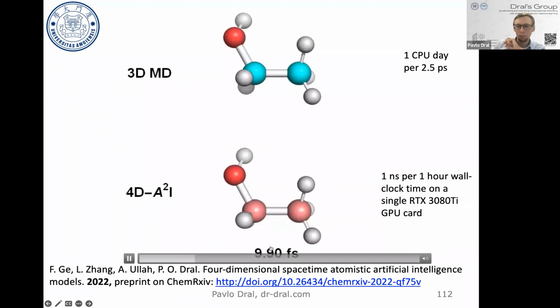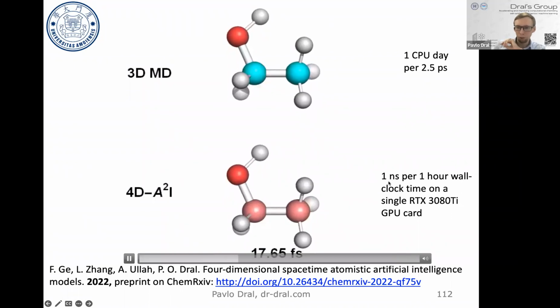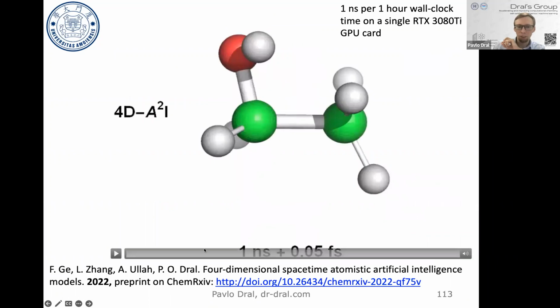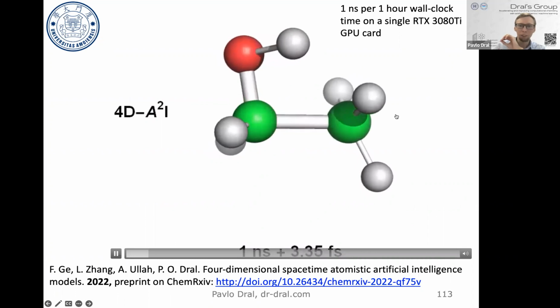So this is dynamics run here for some time, like, I don't know, 50 femtoseconds, but it's very, very fast. So you can run, without optimizing code, 1 nanosecond per 1 hour. So this is quite amazing. Of course, then you see what happens after 1 nanosecond, so you can keep propagating. So it's very, very fast.